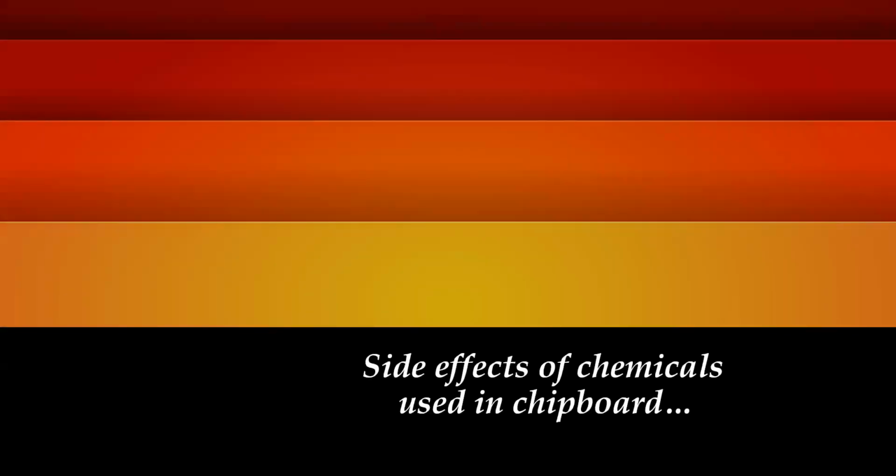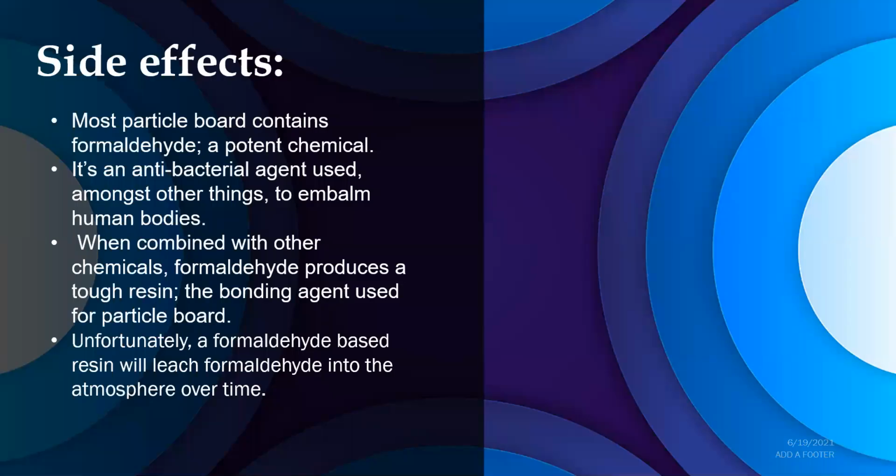Now we will discuss the side effects of the chemicals used in chipboard. Most particle board contains formaldehyde, a potent chemical. It is an antibacterial agent used for many things, including to embalm human bodies. When combined with other chemicals, formaldehyde produces a tough resin, the bonding agent used for particle board. Unfortunately, a formaldehyde-based resin will release formaldehyde into the atmosphere over time.